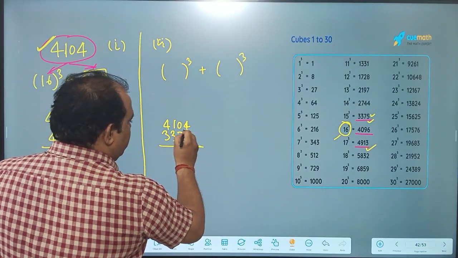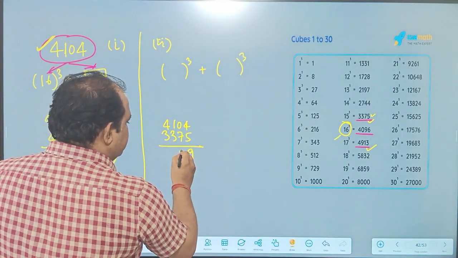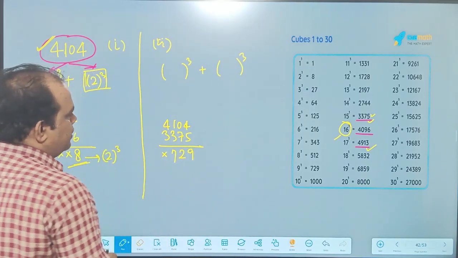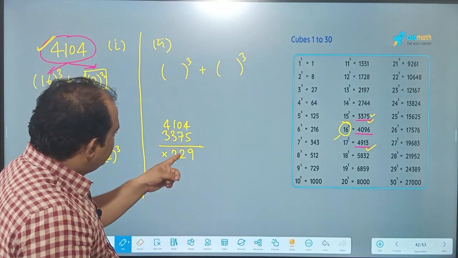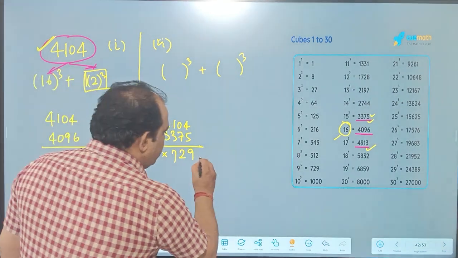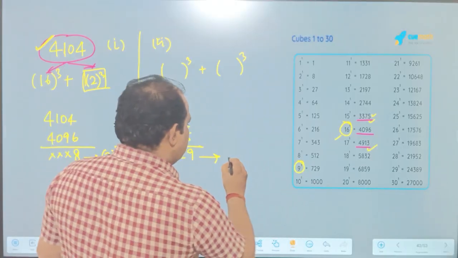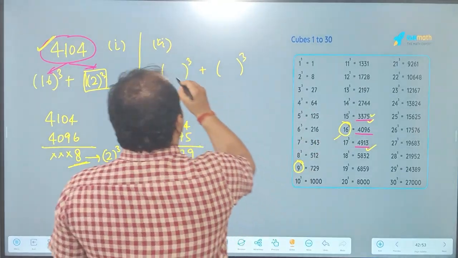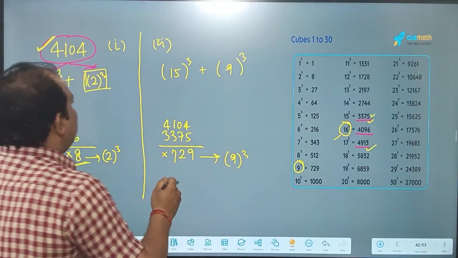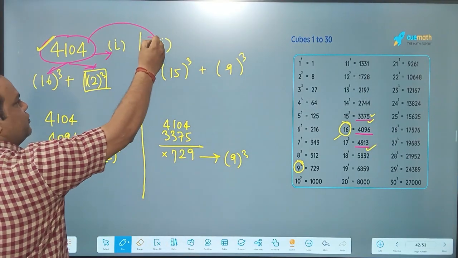4104. This is 14 minus 5, 9. And this is 9 minus 7, 2. This 10 minus 3, 7. Right? It's correct, no? 9 minus 7, 2. 0. So 729 is what we get, where we know 9 ka cube is 729. This is 9 ka cube. So it means we have to take 15 ka cube and 9 ka cube. So now you see this 4104 is expressed this way and expressed this way.